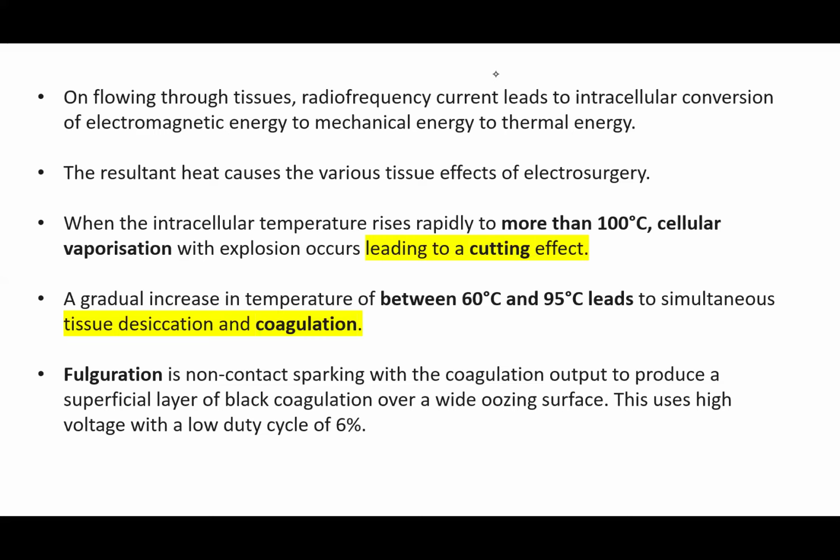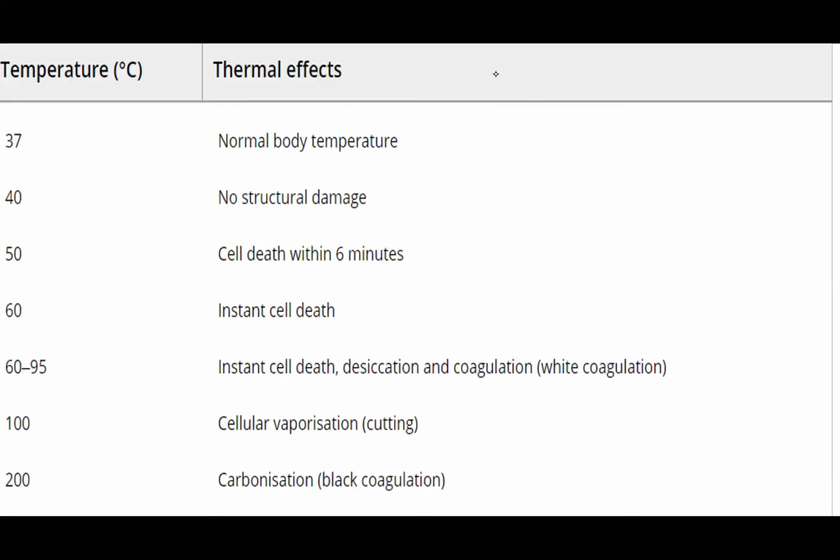Now, what is fulguration? It's a non-contact sparking, with coagulation output to produce a superficial layer of black coagulation over white oozing. So fulguration or blending is used for a wider surface area, not a point for coagulation or cutting. It just spreads a wide area of coagulation where there is widespread oozing. This uses high voltage, with a low duty cycle of 6%.